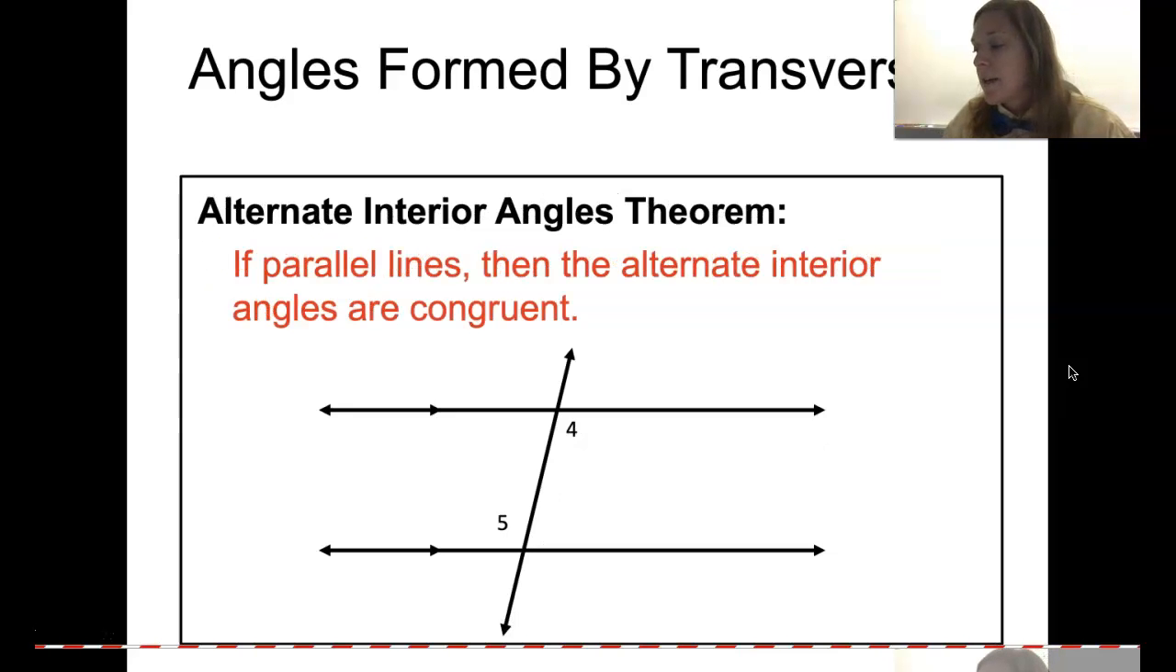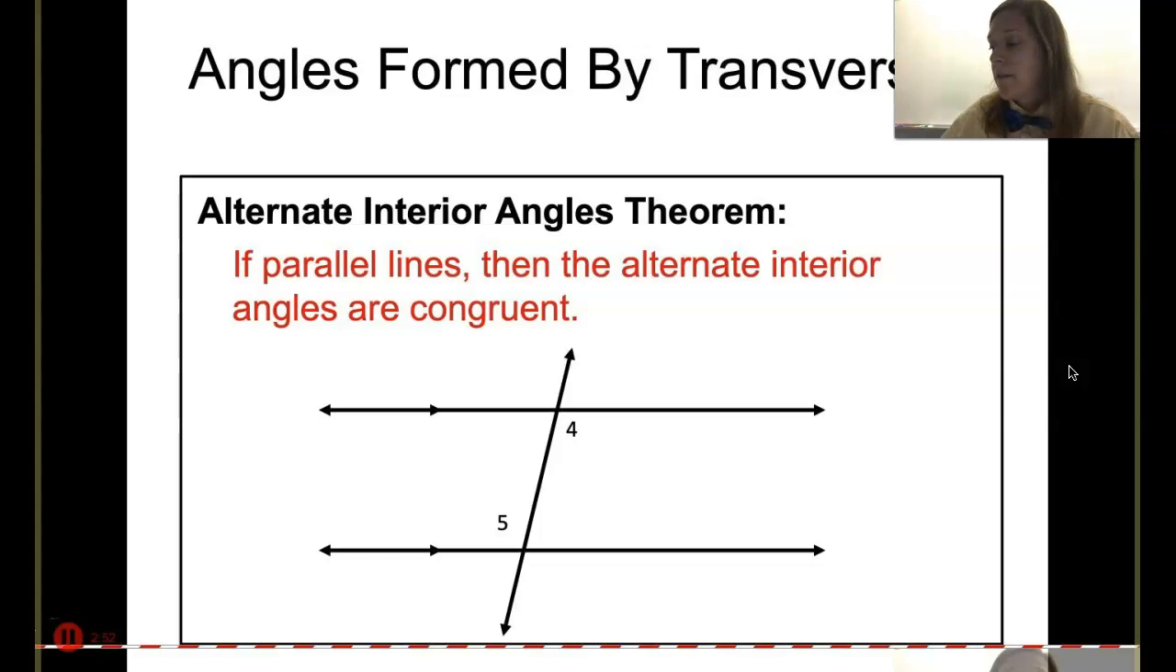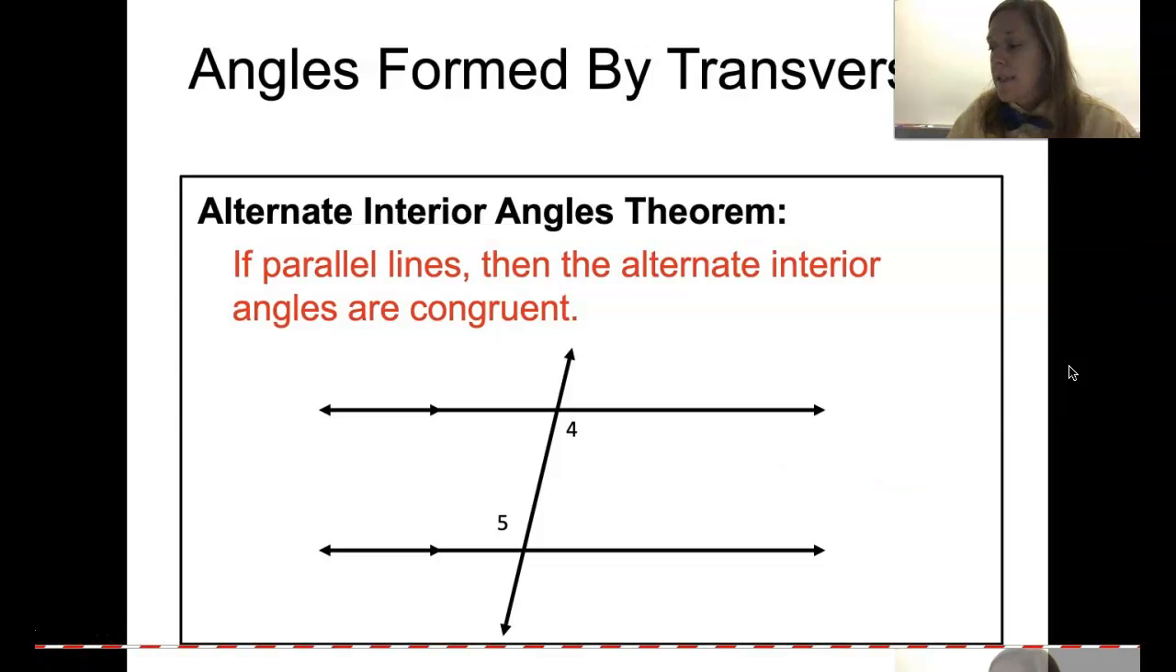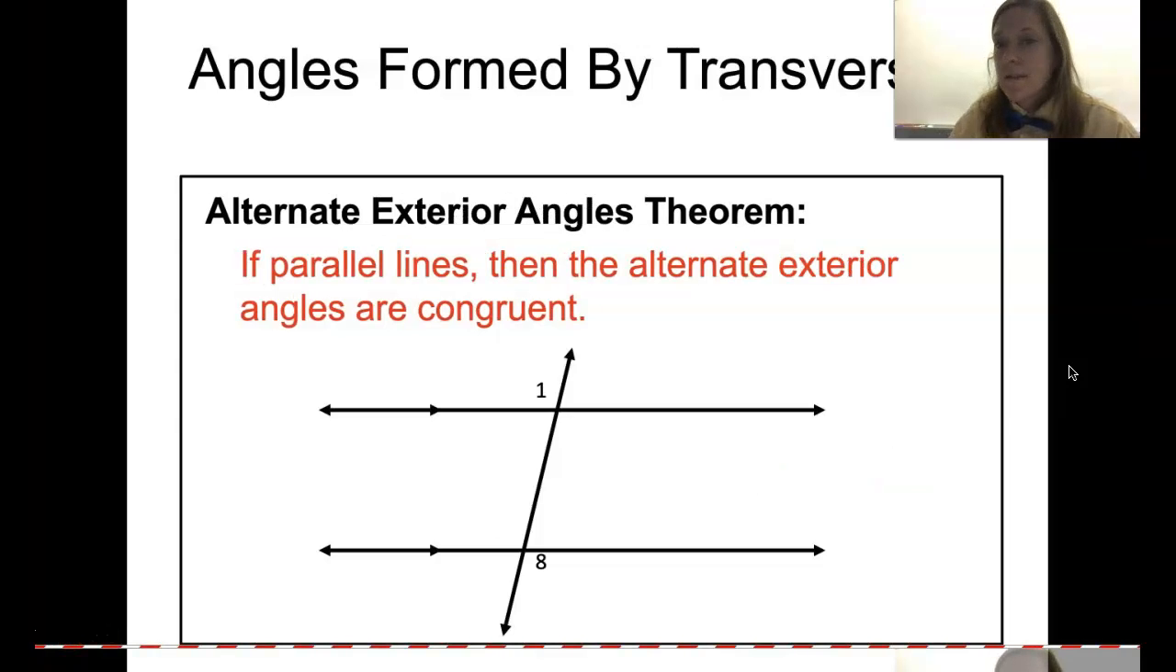Alternate interior angles. If we have parallel lines again, so again, remember the arrows are there, then alternate interior angles are congruent. And here I have angle 4 and angle 5, so angle 4 would be congruent to angle 5. Alternate exterior angles. If parallel lines, then alternate exterior angles are going to be congruent.